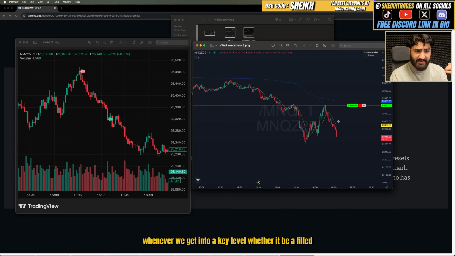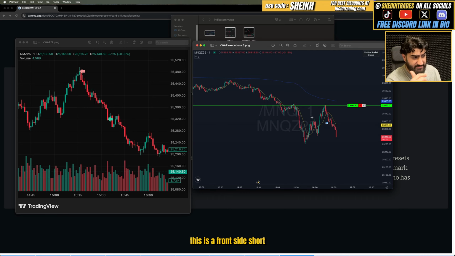Whenever we get into a key level, whether it be a filled FBO, filled FBD, FBO, FBD, whether it be a bar, whatever, you could sometimes see me take half size trades, and that's because the EV is a bit lower, you know. Look, that short that I took, that's a front side short. Remember when I talked about backside and front side? This is a front side short. I just shorted into strength, which I never do. If I want the backside short, this is where I should have shorted.